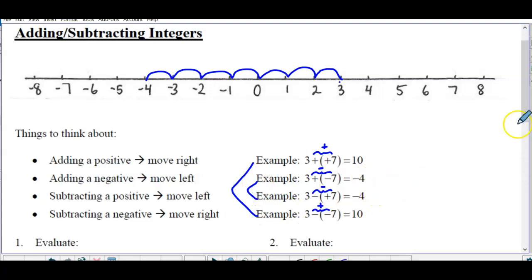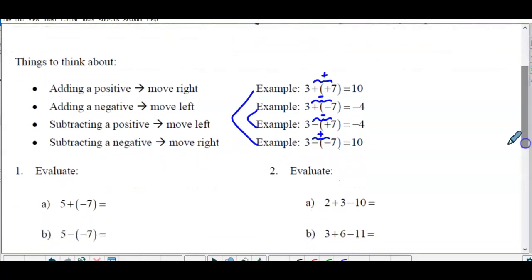Sometimes I think about it, my analogy is, if you think about a negative being sick, getting sick, then if you are adding an illness, then you're going to get sick. If you're getting rid of being healthy, then you're going to get sick. So you're moving left on the number lines.